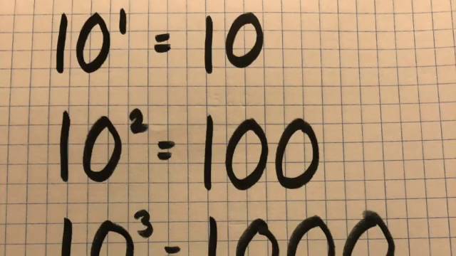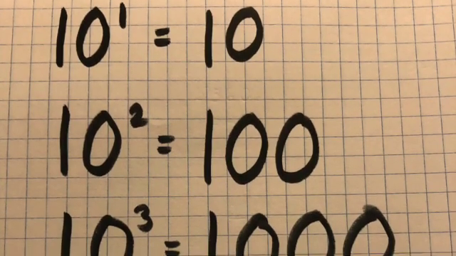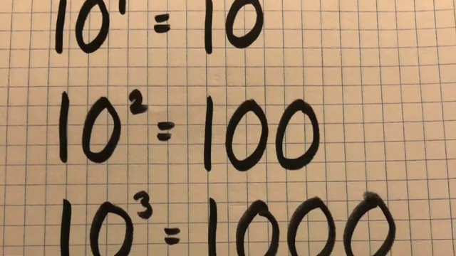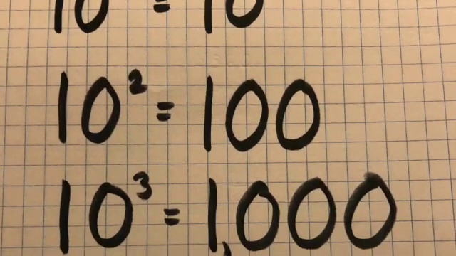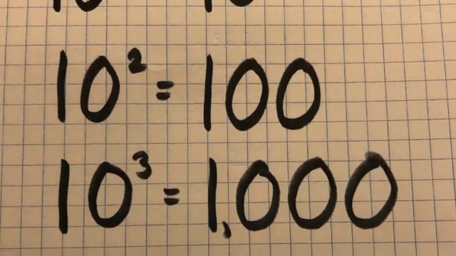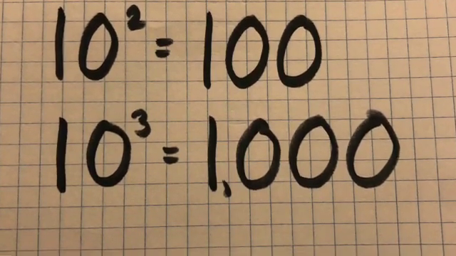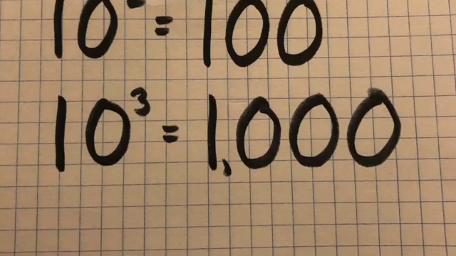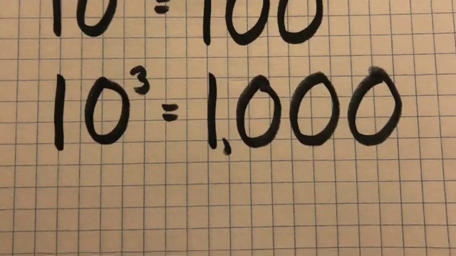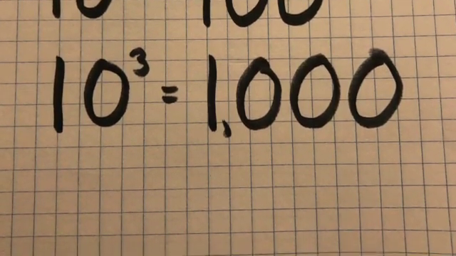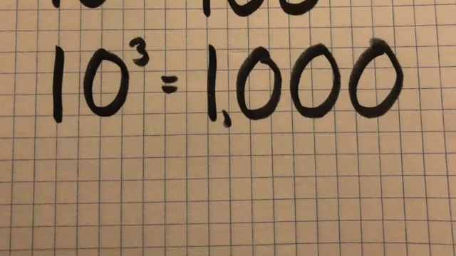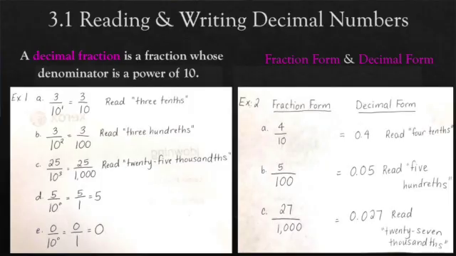So you know that 10 to the first power is just 1 with 1 zero. You know that 10 to the second power is a 1 with 2 zeros. And you know that 10 to the third power is a 1 with 3 zeros, or 1,000. Now let's apply that information you already know to fractions.